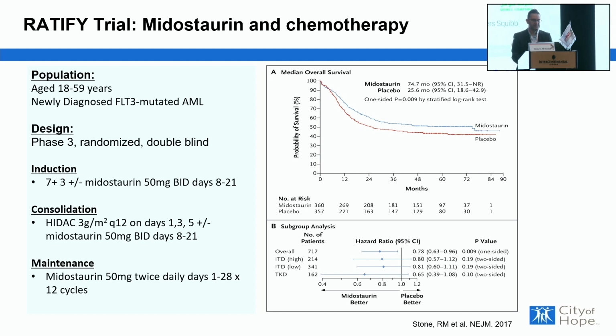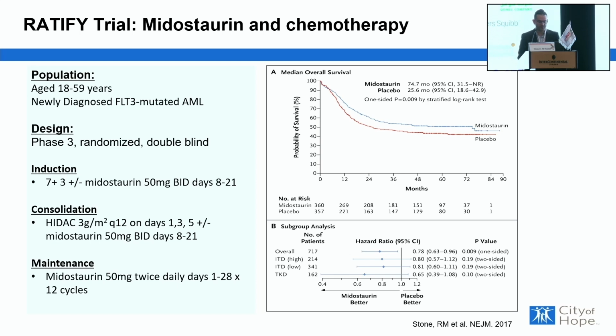And as we can see on the curve on the right side, median overall survival improved from 25 months to close to 75 months when midostaurin was added. Again, remember, those patients underwent transplant, and that's why they have very long median overall survival.